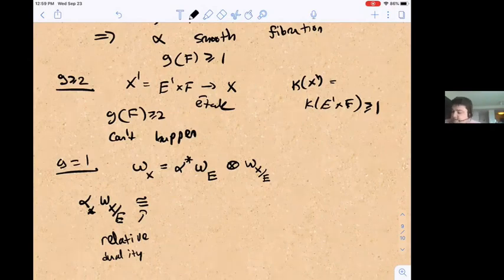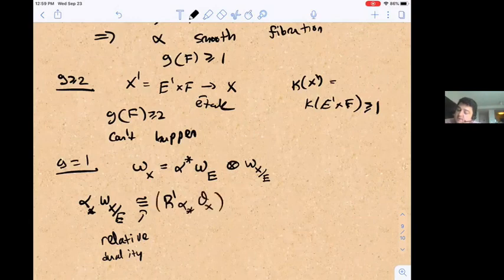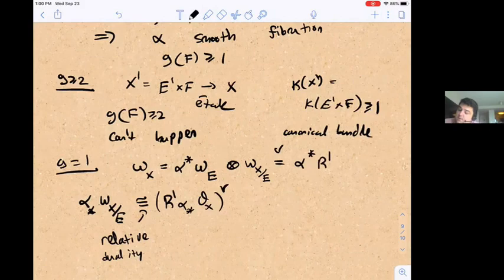I see. Sorry, this is relative duality. We get that this is R1 alpha lower star OX dual. This is the same as, so okay, omega E is just O, and omega X by the canonical bundle formula is just the pullback of this R1 alpha lower star OX dual.